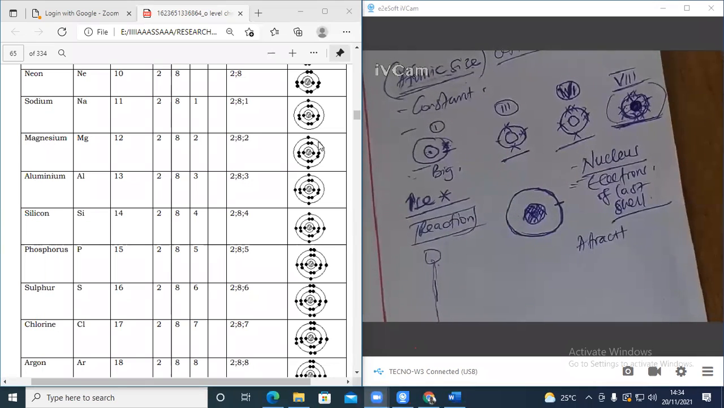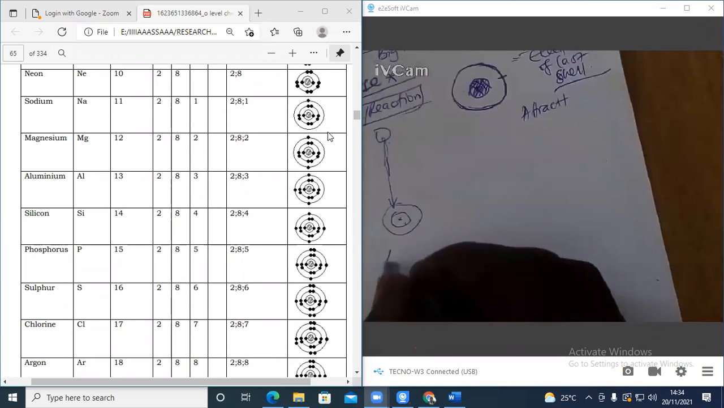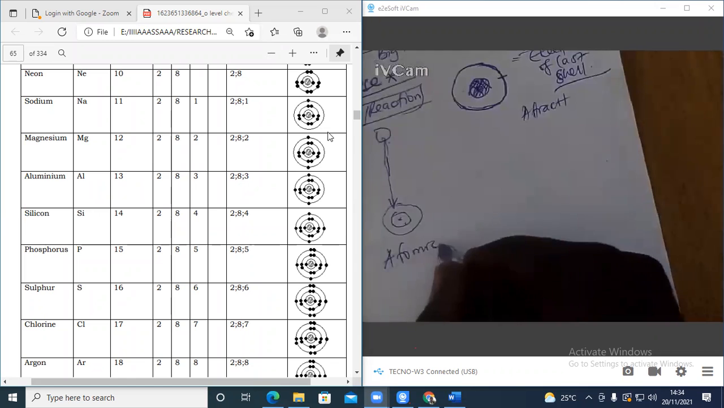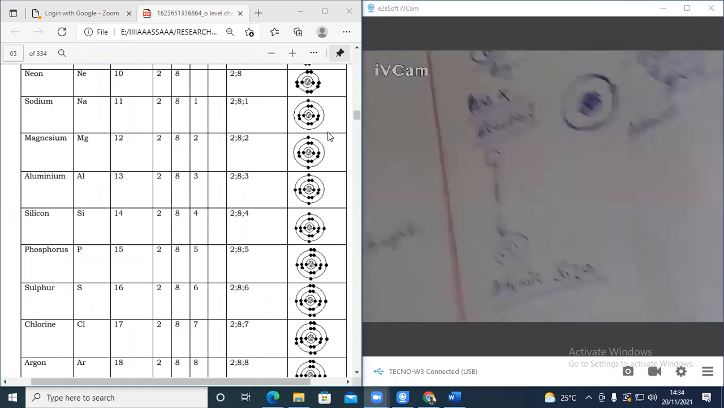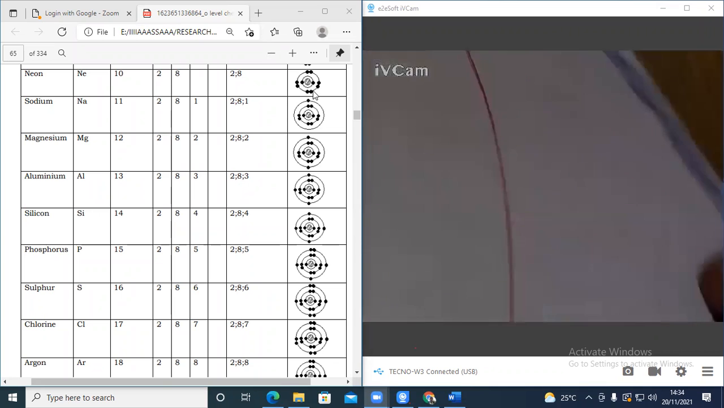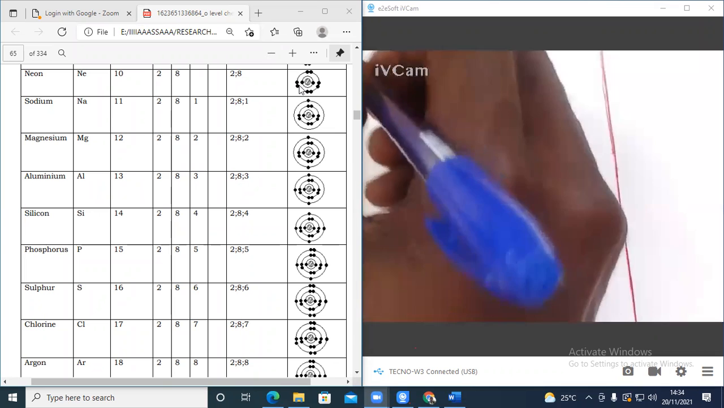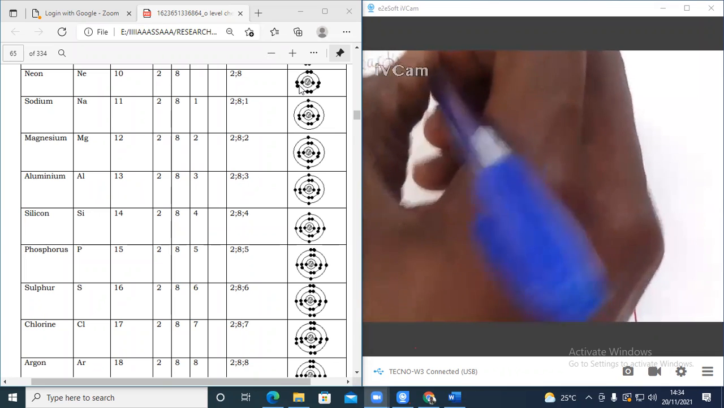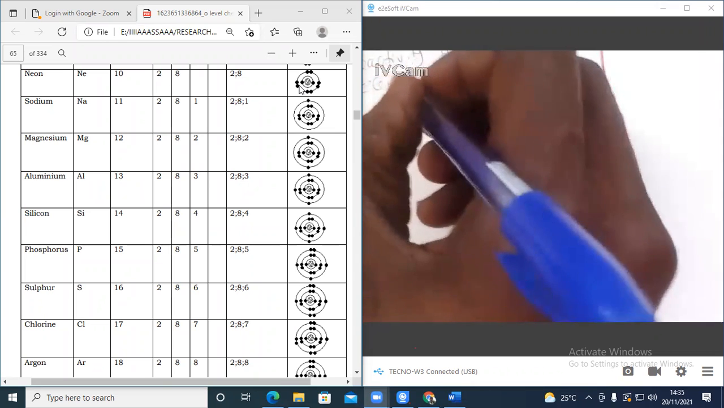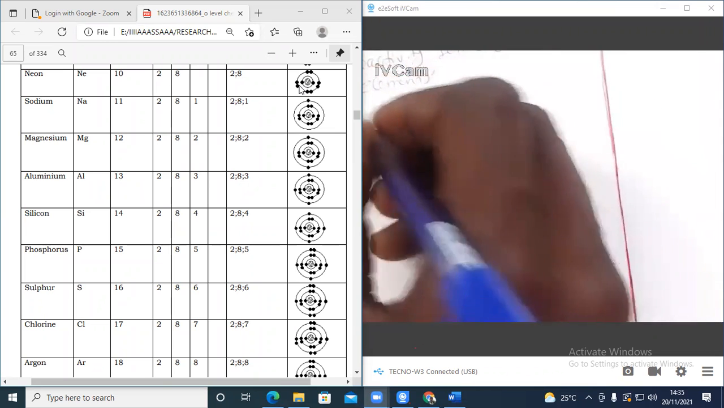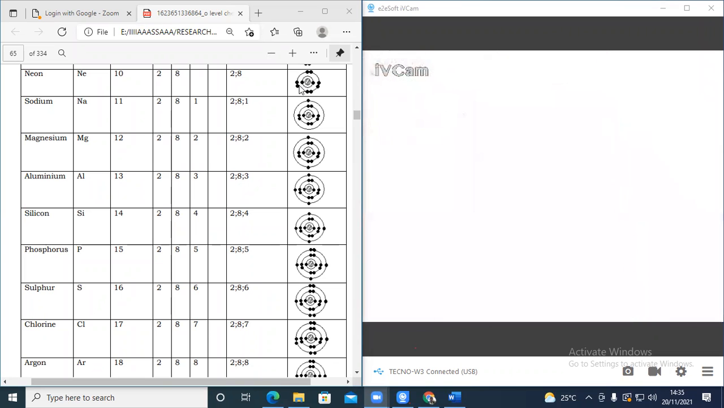So that's one, atomic size. We have looked at atomic size. Now I want us to generate our own reactivity series of elements. Let's start with metals in the periodic table.